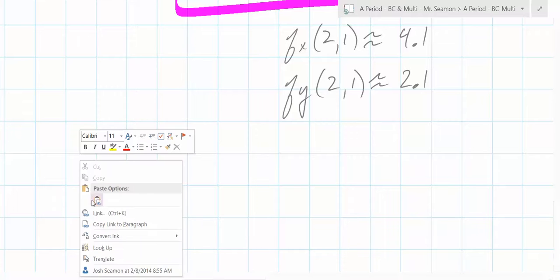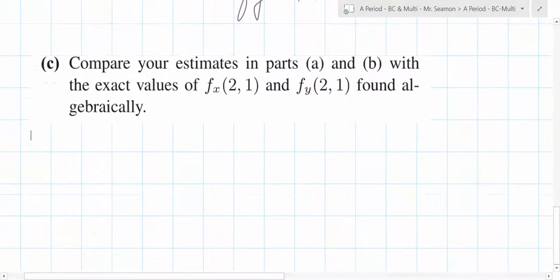Okay, let's do this here. 1, 2, 3. There we go. Compare your estimates in parts A and B with the exact values. So can you do them now? Can you do it exactly? Yes. Okay. How are we feeling about this? Decent? Okay, put everything away. Nice.